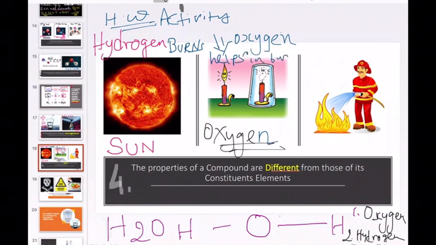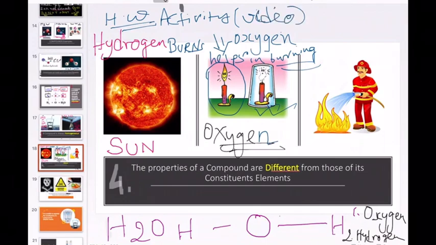helps in burning. How would you do that? You will take a candle, you will light it, and then you will take a glass tumbler, transparent glass tumbler, and you will cover the lit up candle like this, and you will show me in a video that how the candle goes off inside the glass. You should cover it completely, the mouth should not be open. This would prove that oxygen helps in burning.